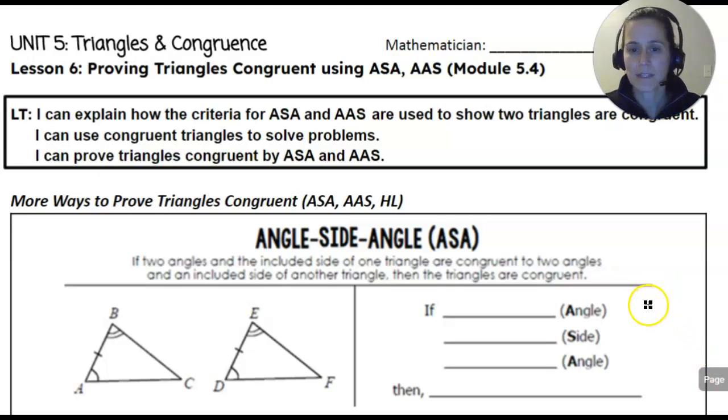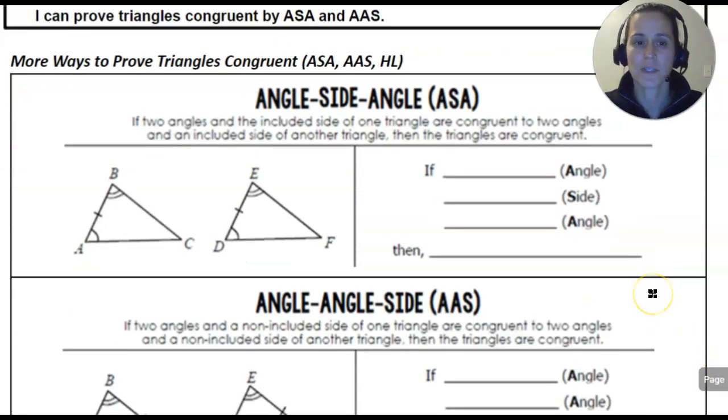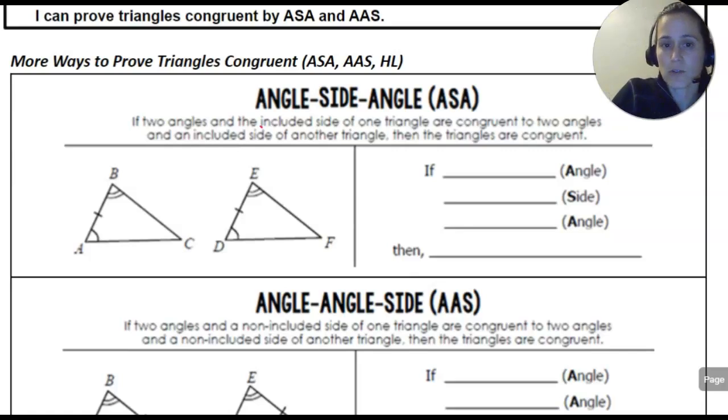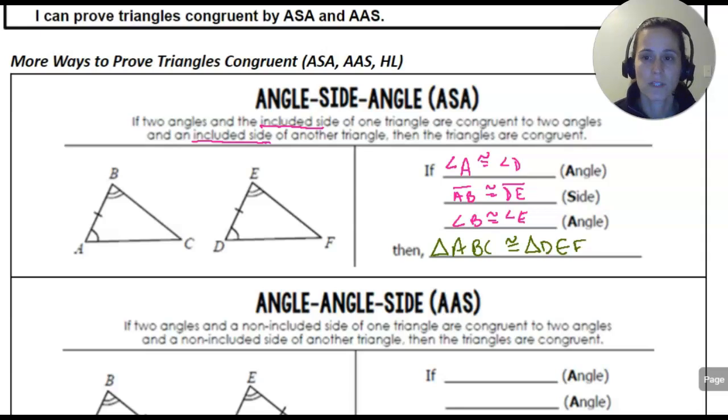So we're going to start with ASA, and it stands for angle, side, angle, which means 2 angles and the included side of one of the triangles are congruent to 2 angles and the included side of another triangle. Then the triangles are congruent. So we have angle A corresponds to angle D, AB is corresponding to DE, and angle B is corresponding to angle E. Because of this, the 2 triangles are congruent.